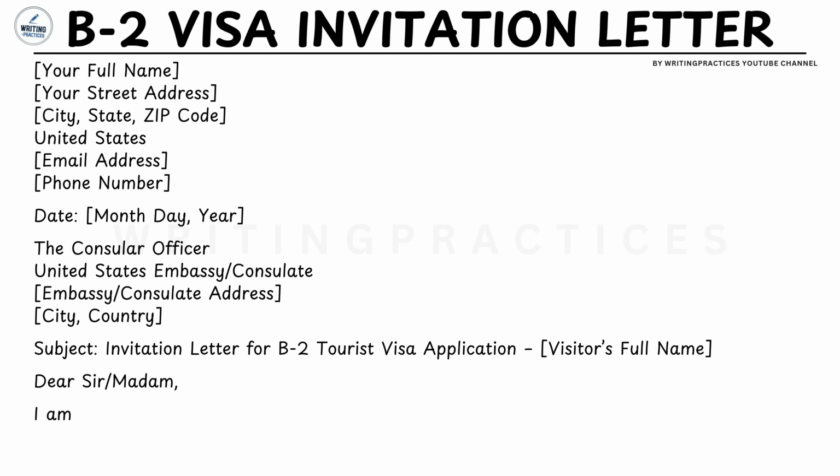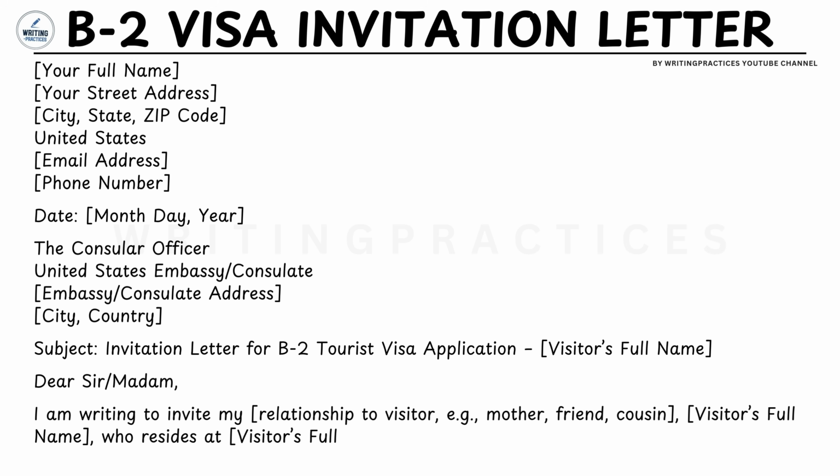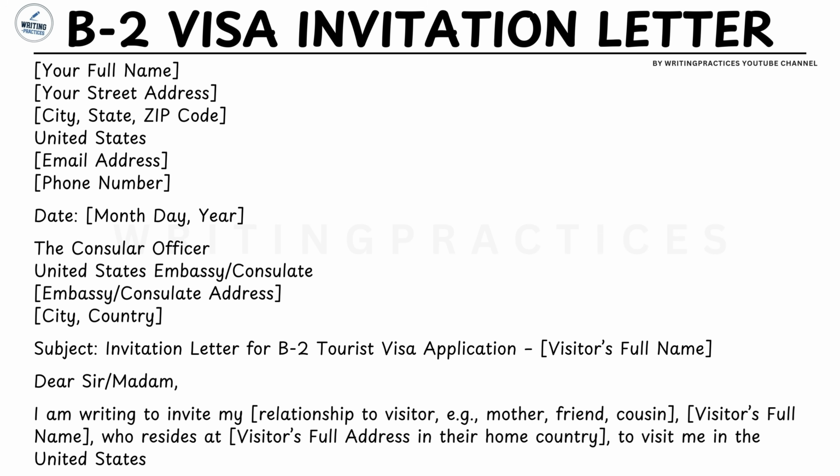Opening paragraph, introducing the visitor. Now we move into the first body paragraph, where you introduce the visitor and explain the reason for the invitation. Let's take a closer look at this section. I am writing to invite my relationship to visitor, such as mother, friend, cousin, visitor's full name, who resides at visitor's full address in their home country, to visit me in the United States for a short stay as a tourist. This paragraph is straightforward but essential.